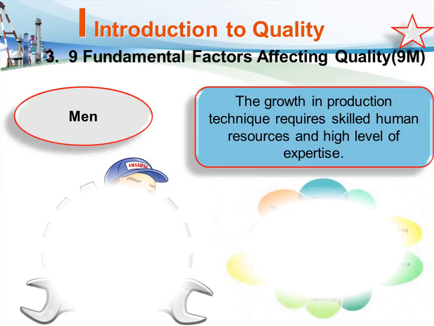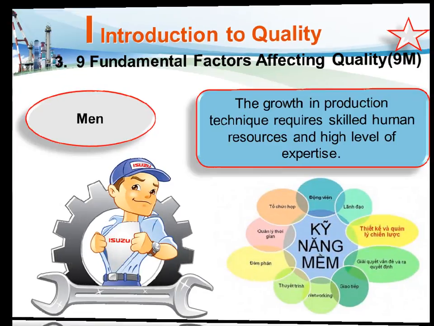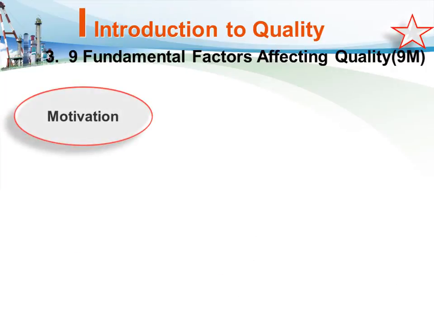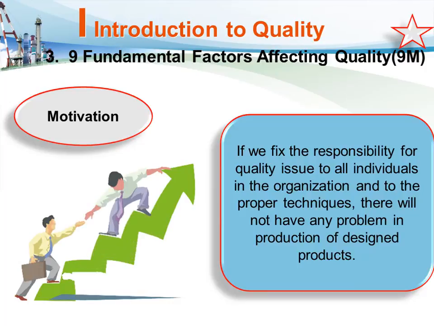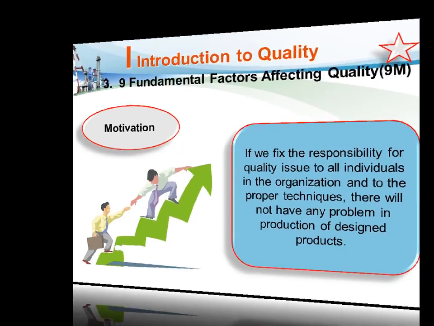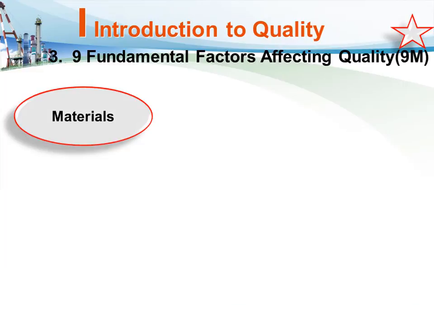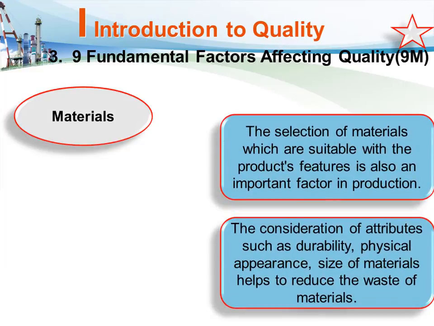Next, motivation. If we assign the responsibility for quality issues to an individual in the organization and to the proper techniques, they will not have any problem in production of the desired products. The next M, material. The selection of material which is suitable for the product feature is also an important factor in production. The consideration of attributes such as durability, physical appearance, and size of material helps to reduce the weight of material.